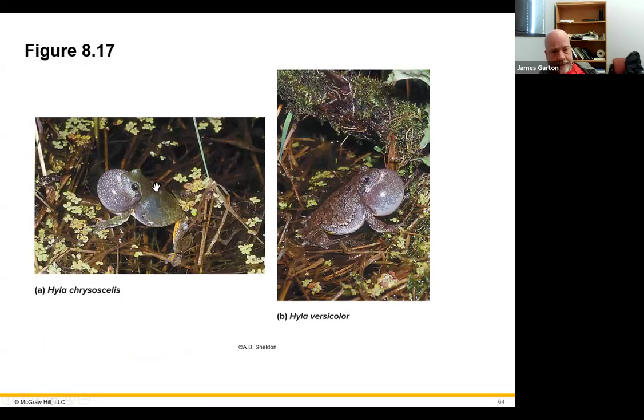And this is a type of frog. And I believe that this one is a diploid animal, and this one is a tetraploid animal. By definition, these two animals are reproductively isolated from each other. Therefore, they're of different species.